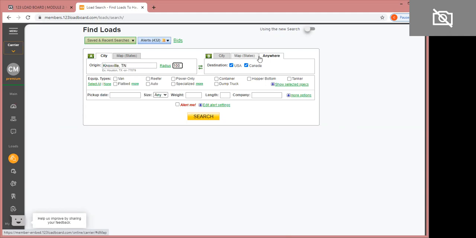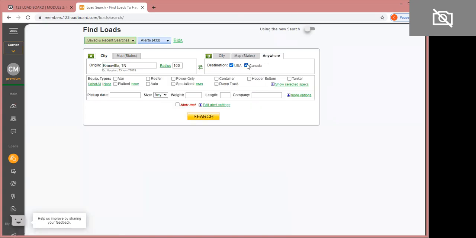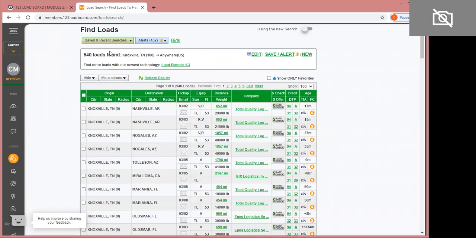You could do a city, you could do states or multiple states, or you could do anywhere in the US and Canada. I'm just going to say anywhere in the US. He's a drive-in, and I'm going to leave everything else blank and hit search. There are 540 loads right now coming out of Knoxville, Tennessee within a 100-mile radius, going anywhere.